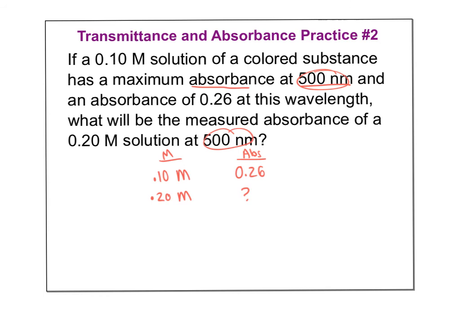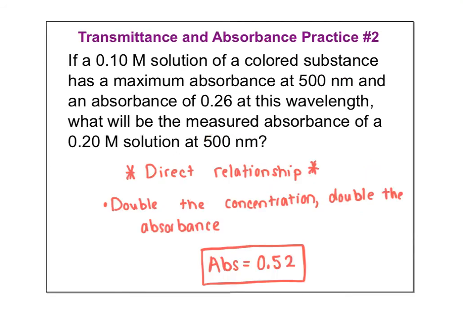So they're just telling me this so they know I didn't change anything between the two trials. Well, according to Beer's law, if we increase the concentration, that will directly increase the absorbance, right? It's a direct relationship. So if I double the molarity, what should that do to the absorbance? If we double the molarity, it should also double the absorbance. So 0.26 times 2 is doubled. 0.52 should be our absorbance.